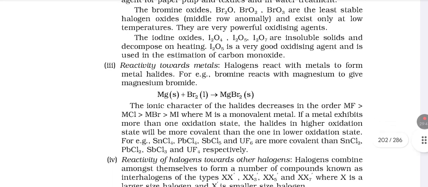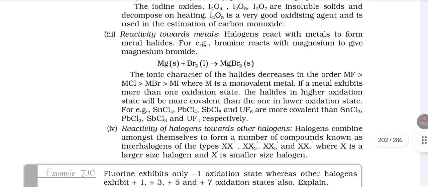Reactivity towards metals. Halogens react with metals to form metal halides. The ionic character of halides decreases in the order MF, MCl, MBr, MI, where M is a monovalent metal. If a metal exhibits more than one oxidation state, the halide in the higher oxidation state will be more covalent than the one in the lower oxidation state.